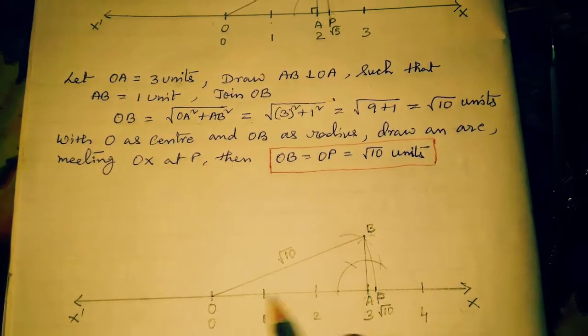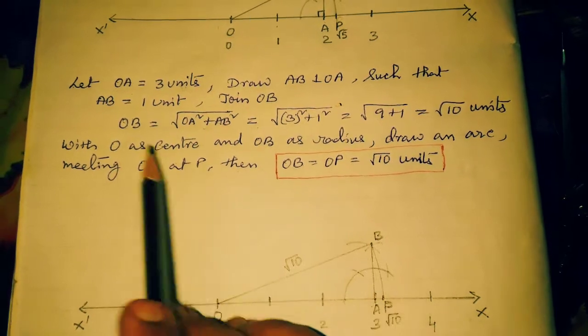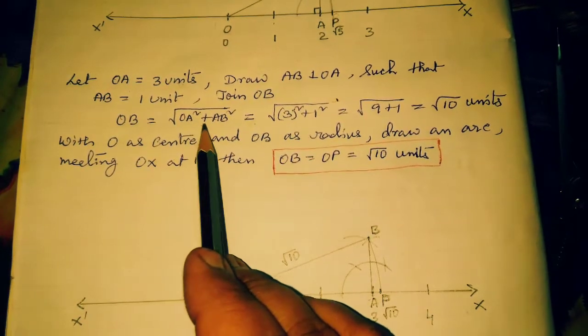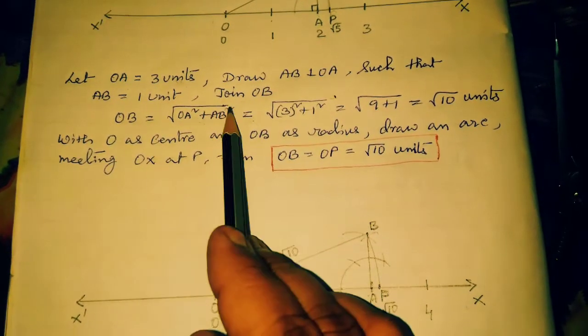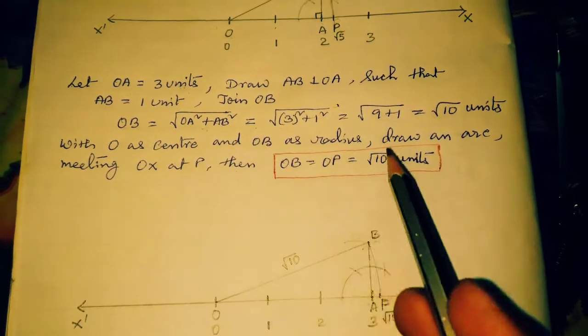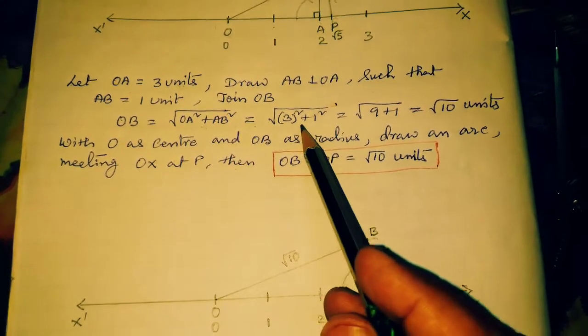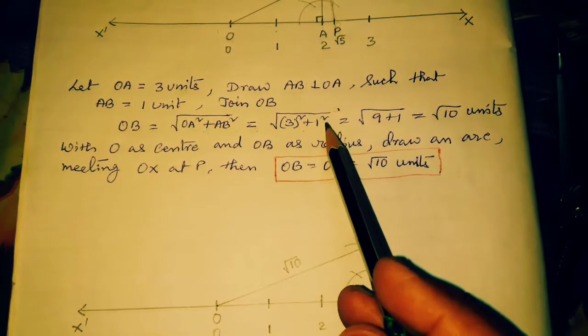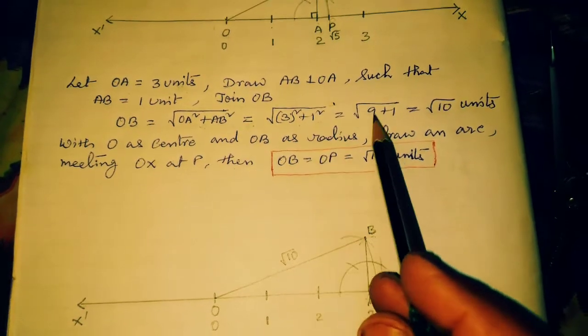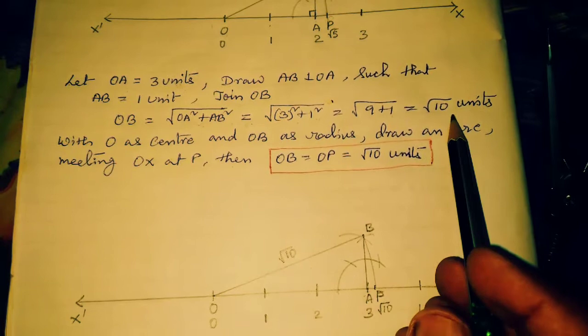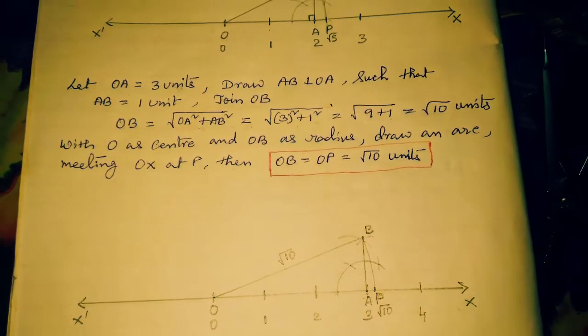OAB is a right angle triangle. So OB is equal to the square root of OA square plus AB square, by Pythagoras theorem. If you put the value of OA as 3 and AB as 1, then 3 square plus 1 square is 9 plus 1, that is under root 10. So the value of OB is under root 10.